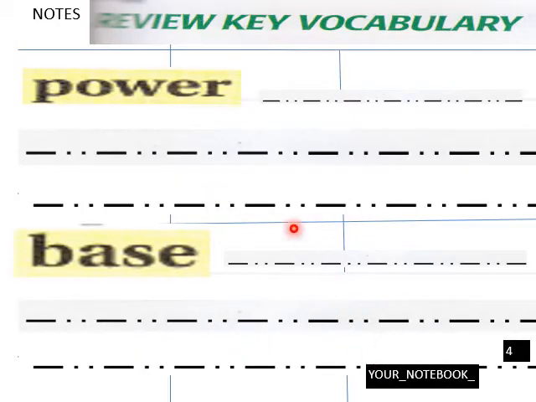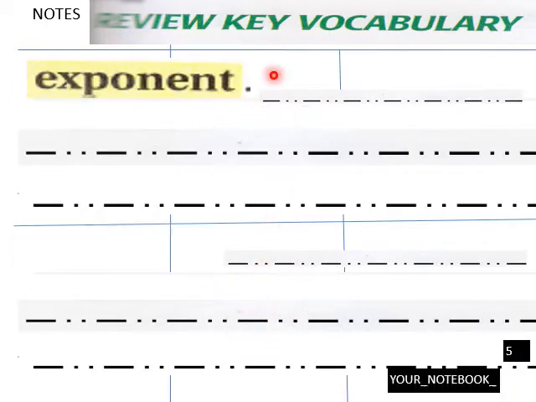Okay, students, here's your chance. Define power, define base. 10 points here, so big points here on your definitions. And then define exponent as well.